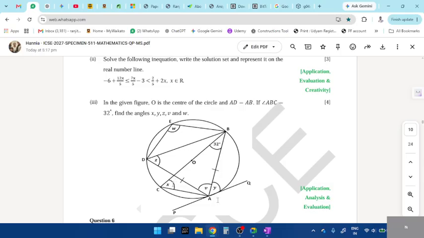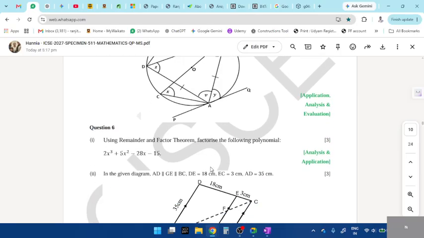If you find angle X is 58 degrees, angle Y is also the same, and angle Z is also the same. So we'll have questions like this where you have to use the properties. Okay, we'll do it later. Circles.